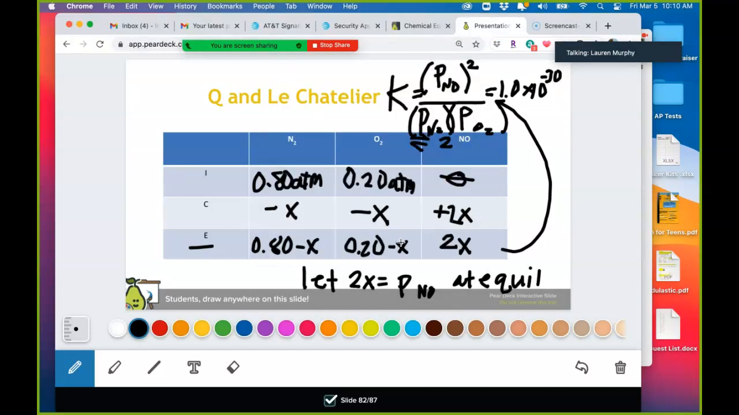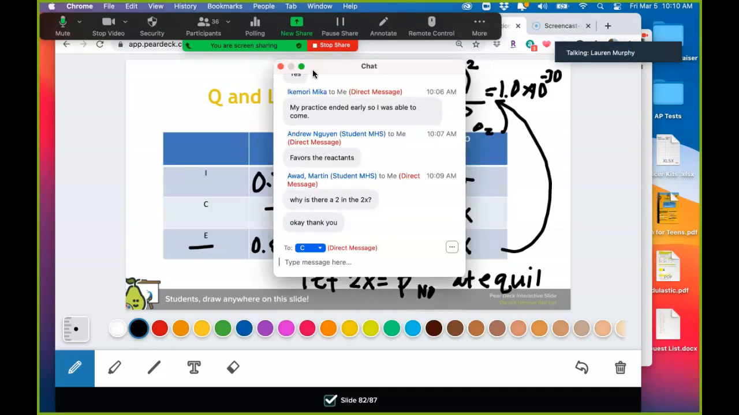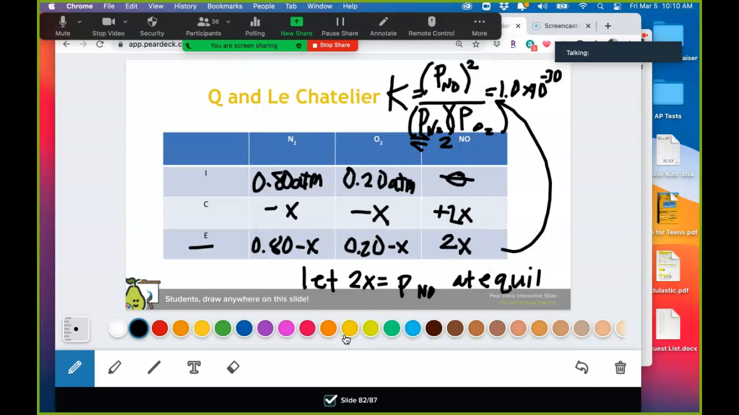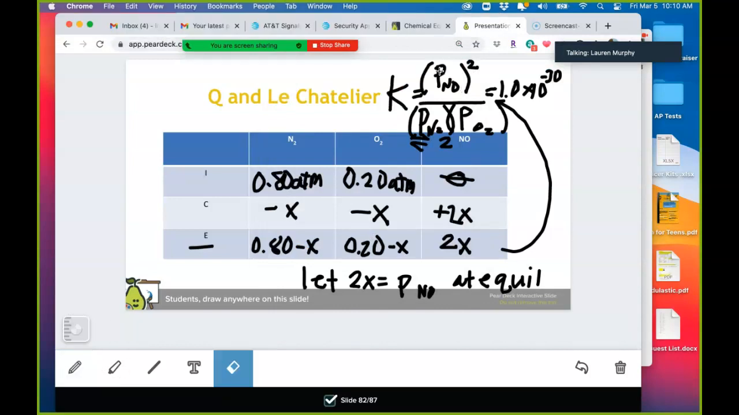So why is there a 2 in the 2x? Because there's a 2 as a coefficient. So I called this guy 2x so I could call these guys x and x. If I called this guy x and not 2x, this would have to be 1/2 x and 1/2 x, and I don't want to deal with fractions, so I'm choosing not to. All right, so now I'm going to plug in with my variables. So this guy is 2x.